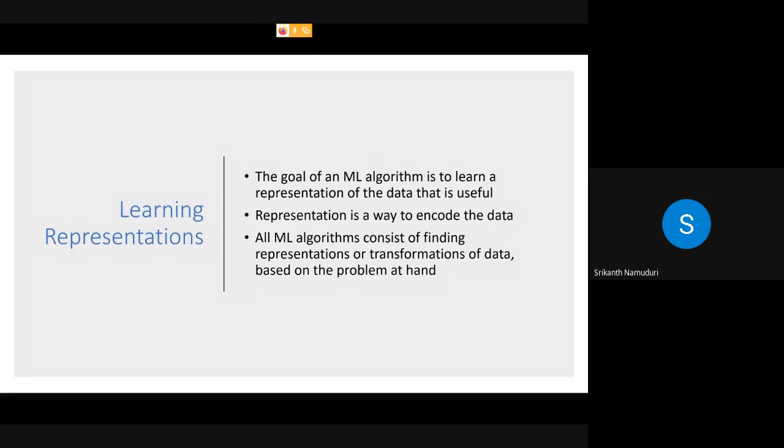And all ML algorithms consist of finding representations or transformations of data based on the problem at hand. So the type of representation you use, the type of encoding that you achieve, is based on the problem you're trying to solve. There is no one right model or one right representation of the data. It all depends upon what problem you're trying to solve.